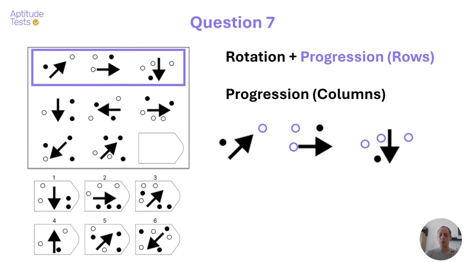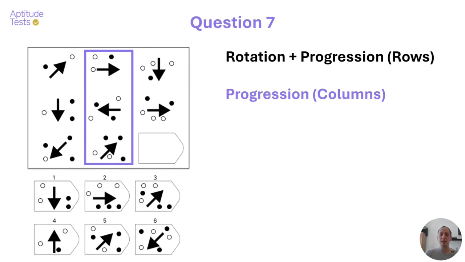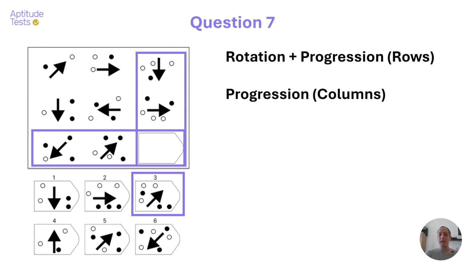And if you have already identified it yourself, the progression pattern across the columns are the black dots. Okay, we have one black dot in the top shape, two black dots in the middle one, and three black dots in the bottom one. And this means that the correct answer is number 3, as it contains 3 white dots and 3 black dots, and the rotation of the arrow is correct.